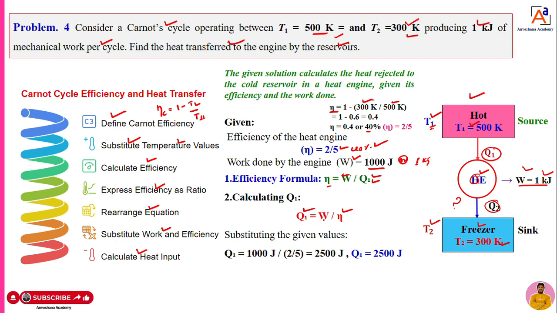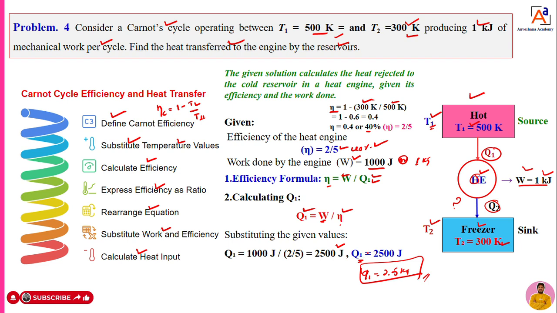Q1 is equal to, what is W? W is 1000 joules, divided by 2 by 5. You can express the efficiency as 2 by 5, or you can write it as 0.4 itself. Now 1000 divided by 0.4, how much will you get? You will get 2500 joules. That means Q1 is equal to 2500 joules, or Q1 is equal to 2.5 kilojoules. That much amount of heat you are supplying to the heat engine. Yes, you calculated the heat supplied to the engine.